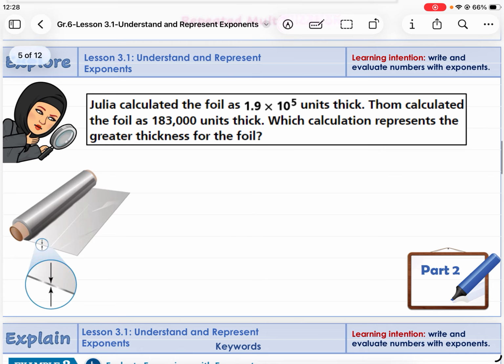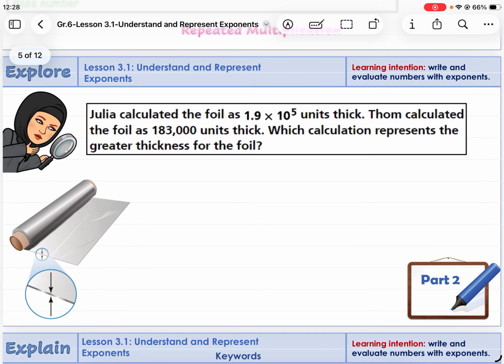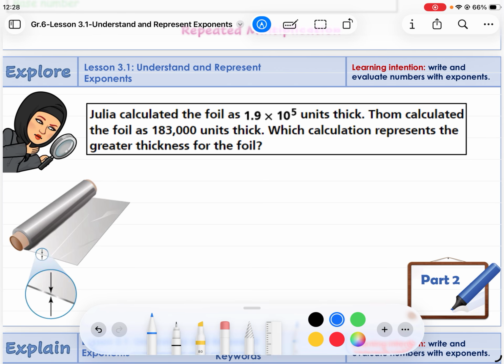Now let's move on. Part 2 of the lesson is about evaluating expressions. You have a decimal multiplied with a power of 10. So we have here a word problem about Julia. She calculated the foil as 1.9 times 10 to the power of 5 units thick, and Tom calculated the foil as this much.